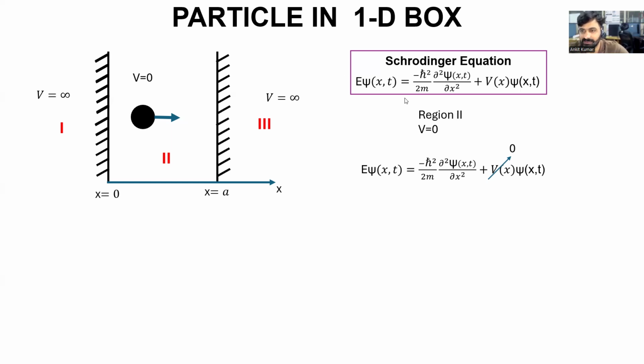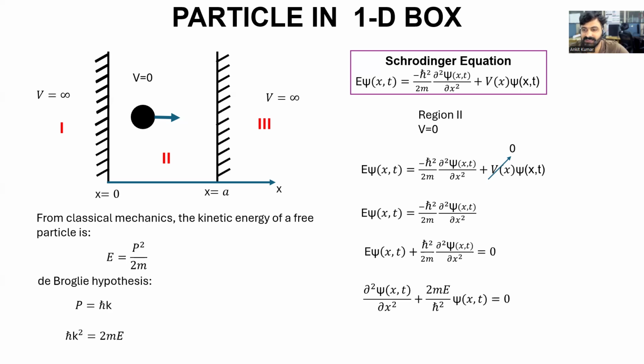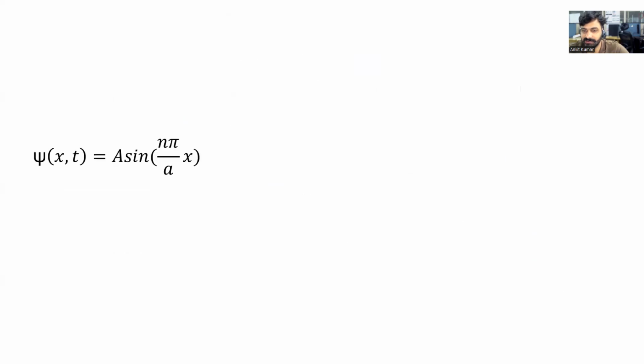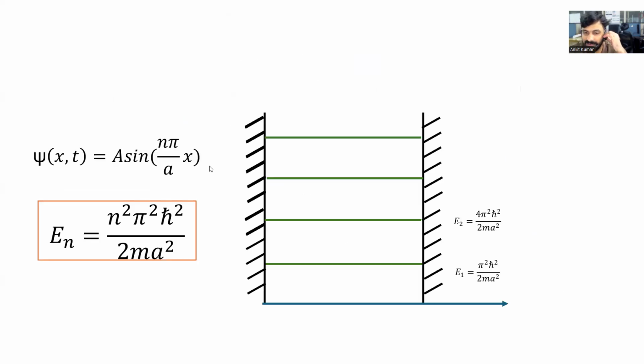Then we solved the Schrodinger equation in region 2. After solving, we calculated the wave function using the boundary condition, right? From there, we calculated the quantized form of energy, n square pi square h cut square divided by 2ma square. Here is the energy diagram that we have already seen: the ground state energy was E1, E2 is the first excited state, E3 is the second excited state, and so on. This is called the discrete energy level.